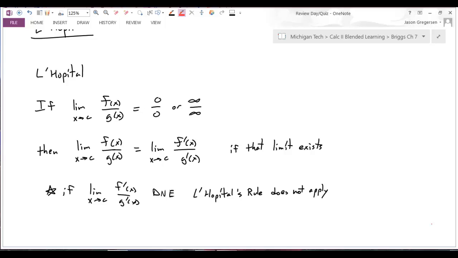Okay? So when we're looking at a case where we're trying to take the limit of something, some ratio of functions, and the limit of the individual pieces is 0 over 0 or infinity over infinity, that tells me I can use this rule. And instead of taking the limit of this thing, I'll take the limit of the derivatives and see if I can take that limit.